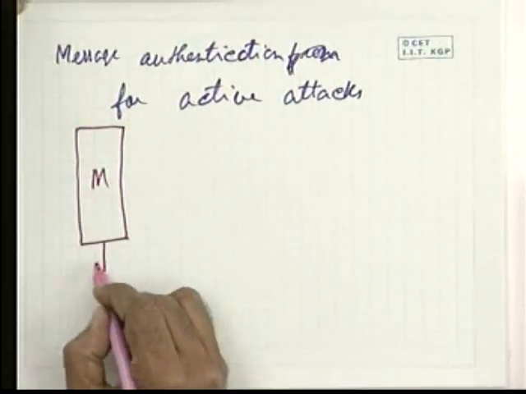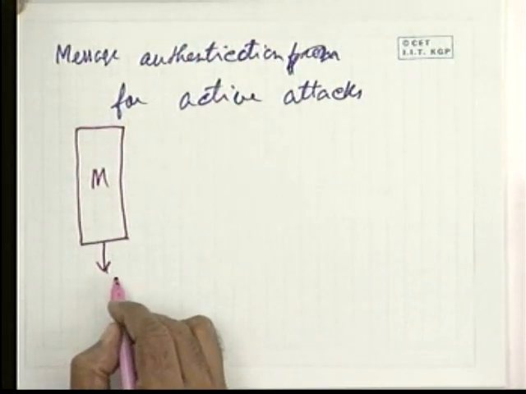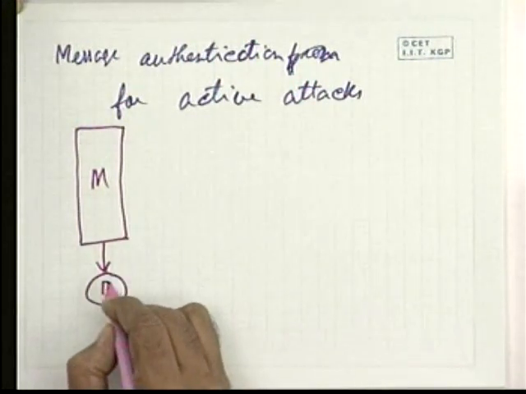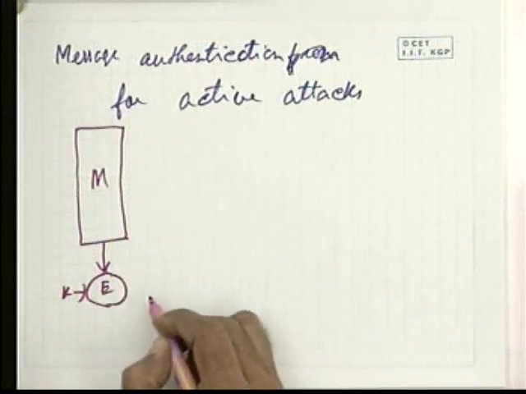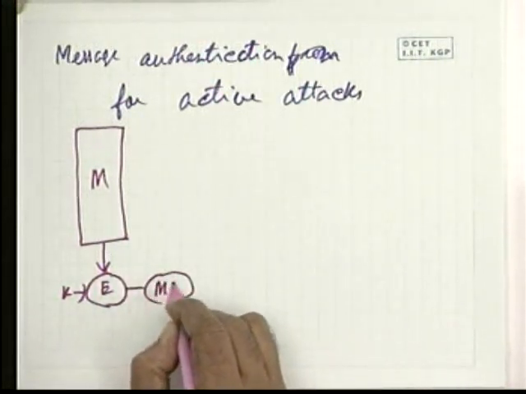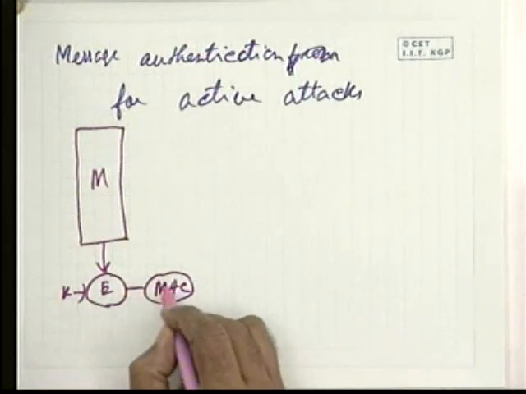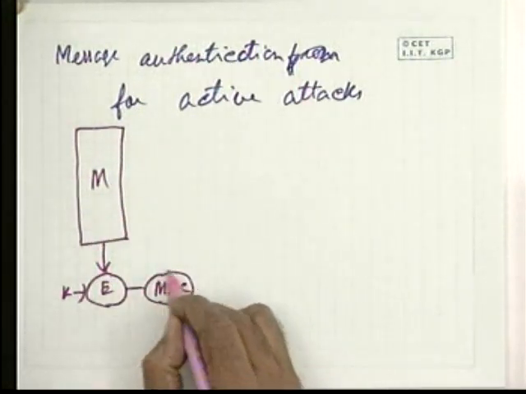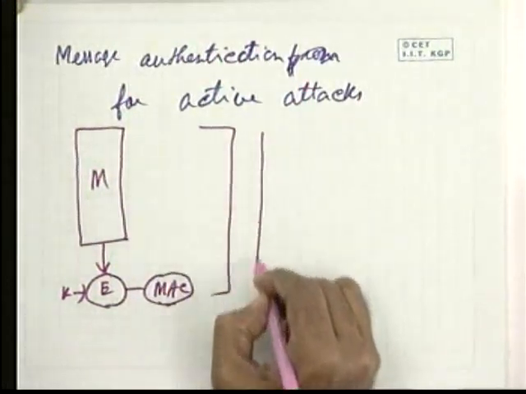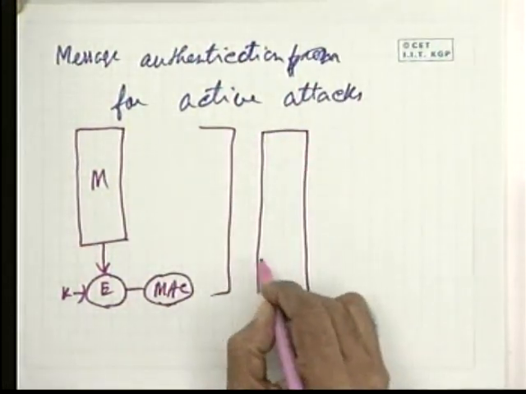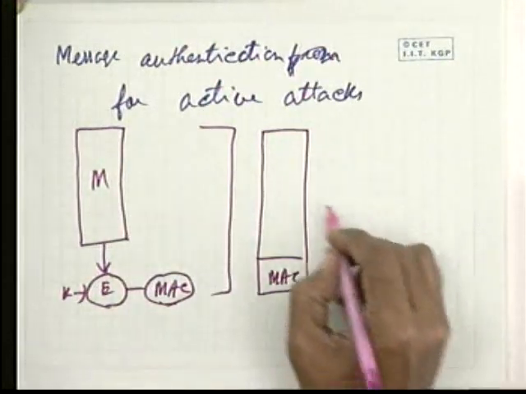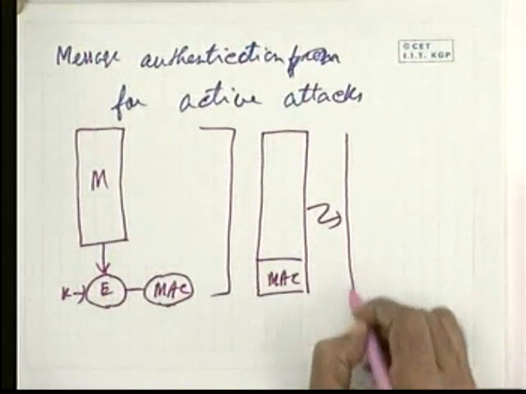On this message, encryption is done. Actually, some kind of hashing is done, and a key is being used, and that message access key, which is derived from the message, is being sent. Both these two together, the message along with the message access key, are sent to the other end.